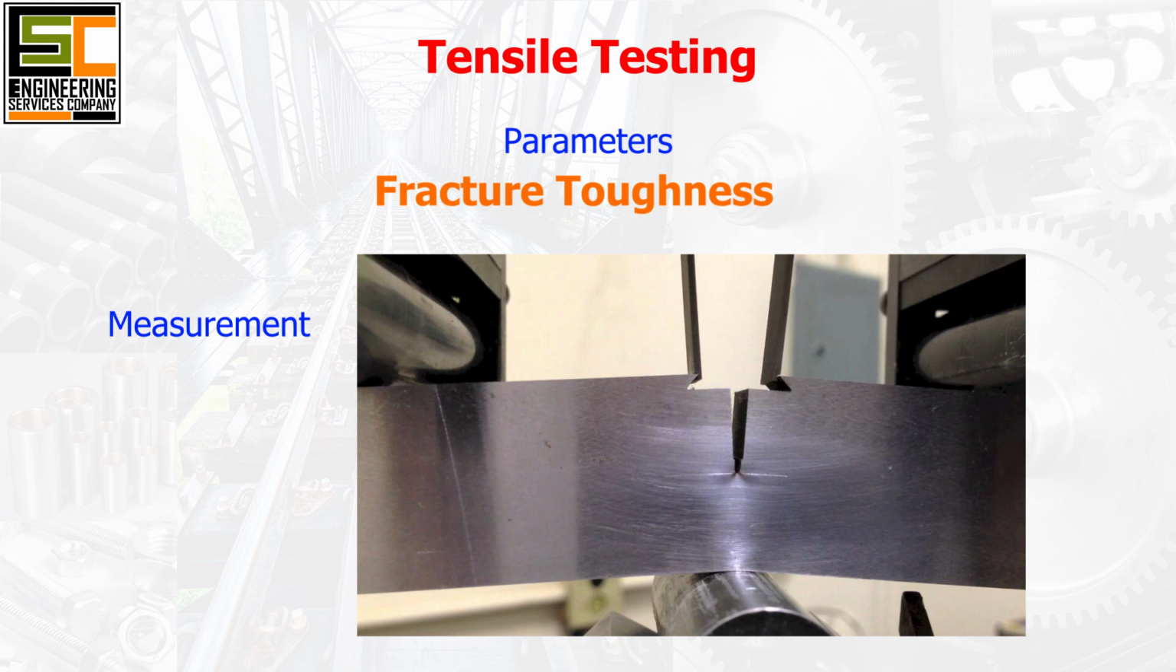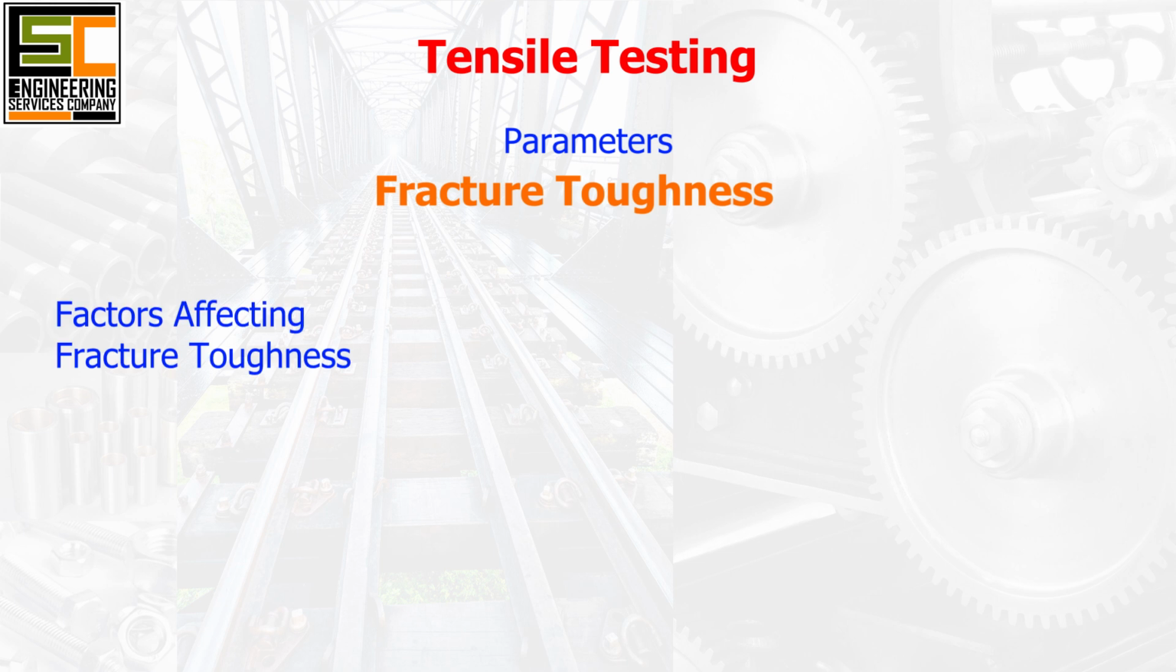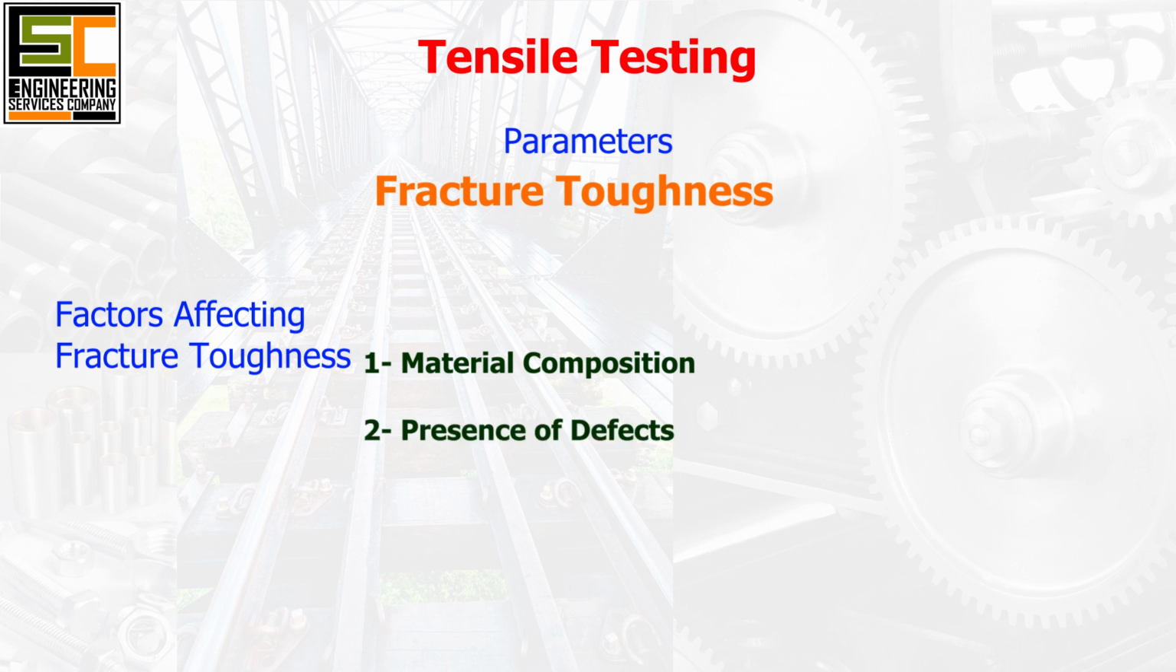Measurement. Fracture toughness is typically determined through experimental testing, such as the compact tension or single-edge notched bend test methods. Factors affecting fracture toughness. Material composition. The chemical composition, microstructure, and mechanical properties of a material significantly influence its fracture toughness. Presence of defects. Structural defects such as voids, inclusions, and discontinuities can act as stress concentration points and reduce a material's fracture toughness.